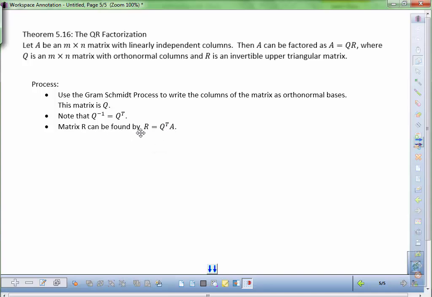So we take the transpose of that, and then we get R by multiplying by the inverse on both sides of this equation. So R is going to be equal to Q transpose times A. So now what's left for us to do is a matrix multiplication to get R. And hopefully, if we do that matrix multiplication, our R will be an upper triangular matrix. Because if it's not, then we might be in trouble. Okay?